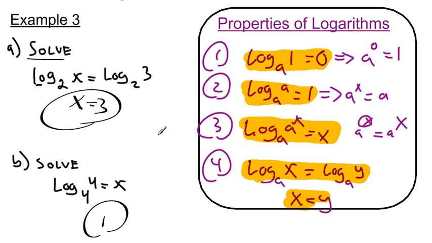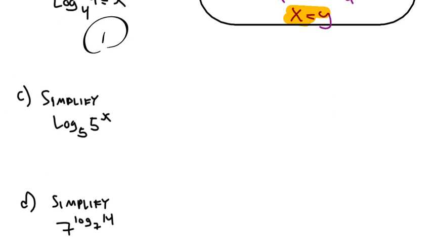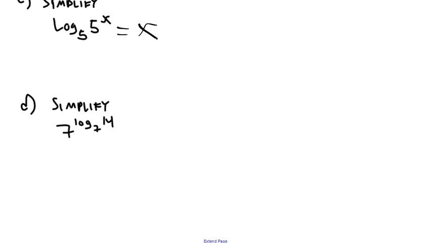That's right, Jamie. We're going to use the third property. So if our base and what we're taking the log of are the same, it's just going to be equal to the exponent of x. So look, that means this one right here is just going to be equal to x. Simple, right? Easy.